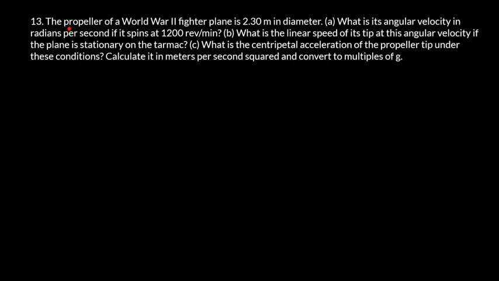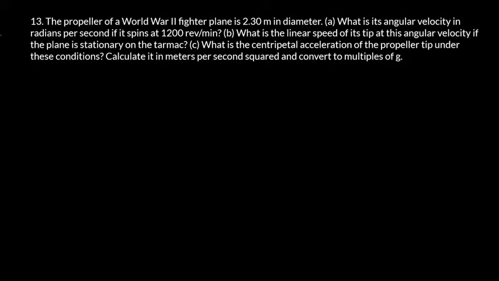Okay, so let's do a problem example where we have a propeller of a World War II fighter plane that's 2.3 meters in diameter. We want to know what its angular velocity is in radians per second, if it's spinning at 1200 revolutions per minute. Then we want to know the linear speed of the tip of the propeller. Then we want to know what the centripetal acceleration is, in meters per second squared, and we want to convert that into multiples of g. So how do we do this problem?